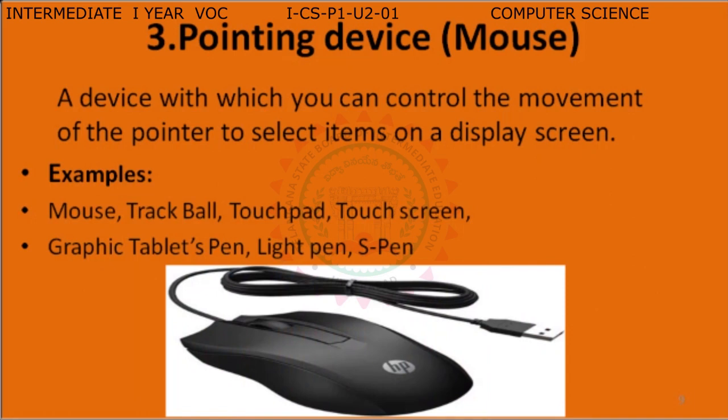Mouse or pointing device. A device with which you can control the movement of the pointer to select items on a display screen. Examples of various types of pointing devices that can be used in computers are mouse, trackball, touchpad, touchscreen, graphic tablet pen, light pen, and S pen.